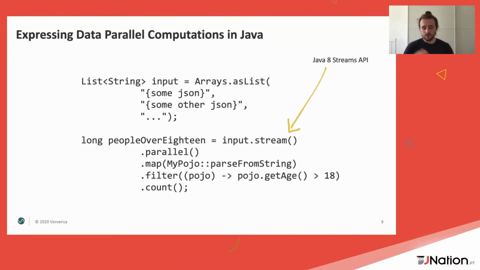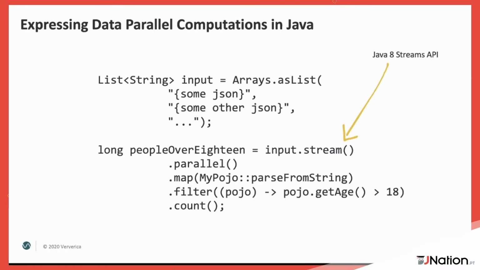And that's why I initially mentioned this Java 8 Streams API. The Java 8 Streams API is actually an API that allows you to express data parallel computations in Java. So here in this example, we create a list of strings that has some JSON data in it. Then we create a stream from that list, and we say that computations on that stream should be computed in parallel. And I think here it depends on the backend, but for Java, for example, it can use multiple threads in parallel to compute these results.